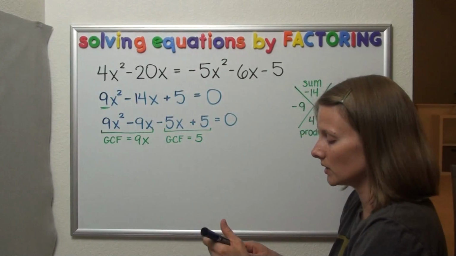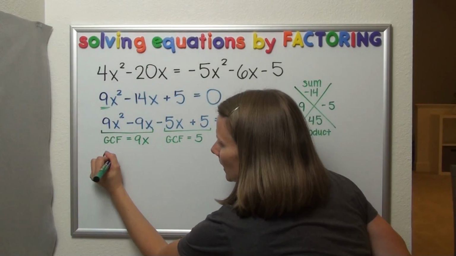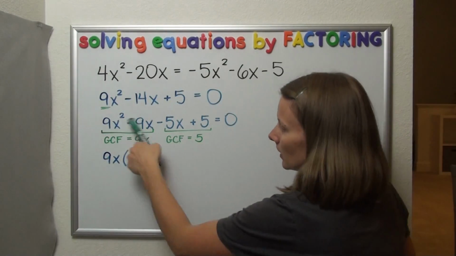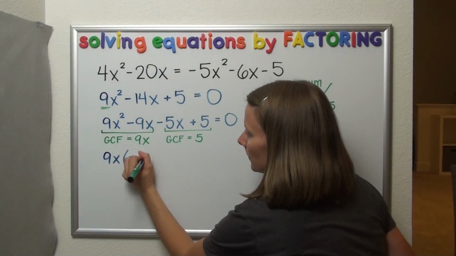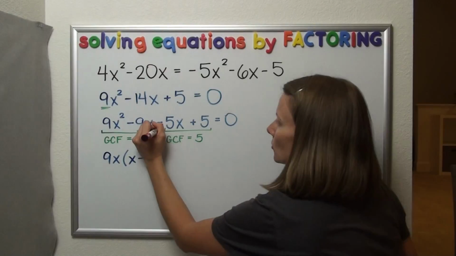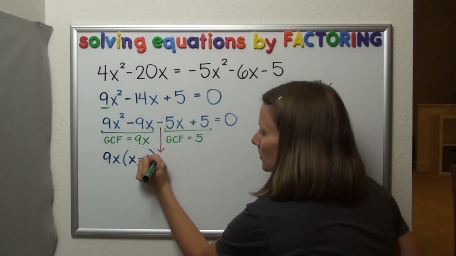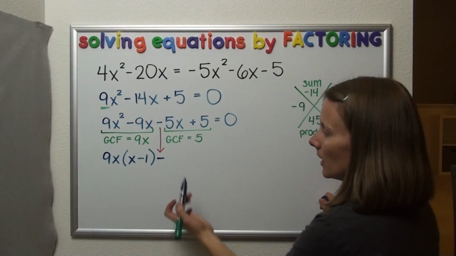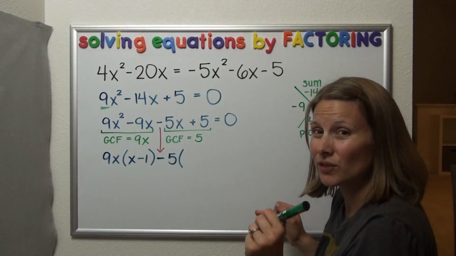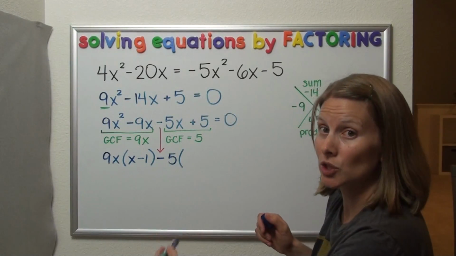And what do we do with GCFs? We pull them out. So I'm going to pull out 9x. In parentheses, I'll write what's left. Looks like an x minus 1. Again, don't forget to drop the middle sign. When we do our factoring by grouping, we always drop that middle sign and we pull out that GCF of 5. But again, watch for the sign. If ever we pull out a negative, signs will change.